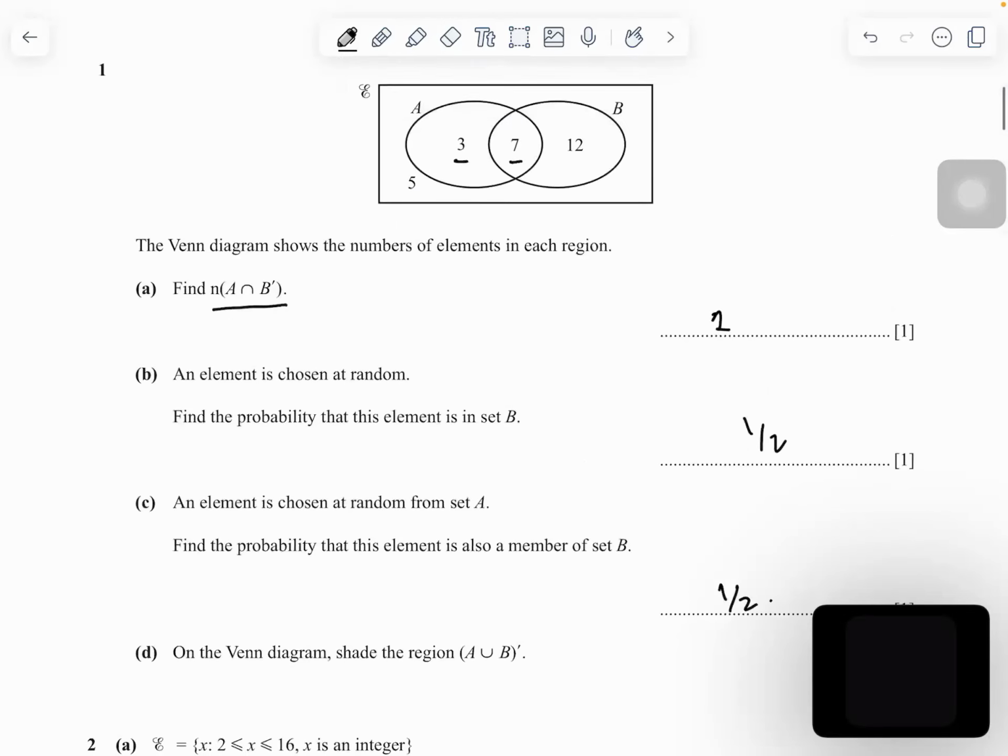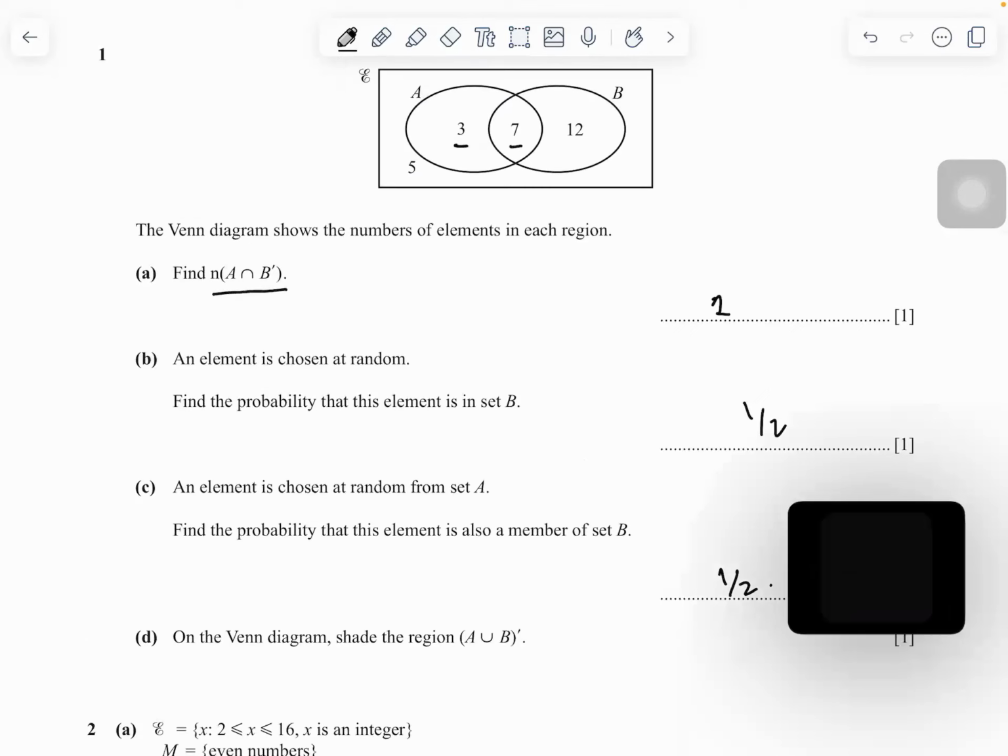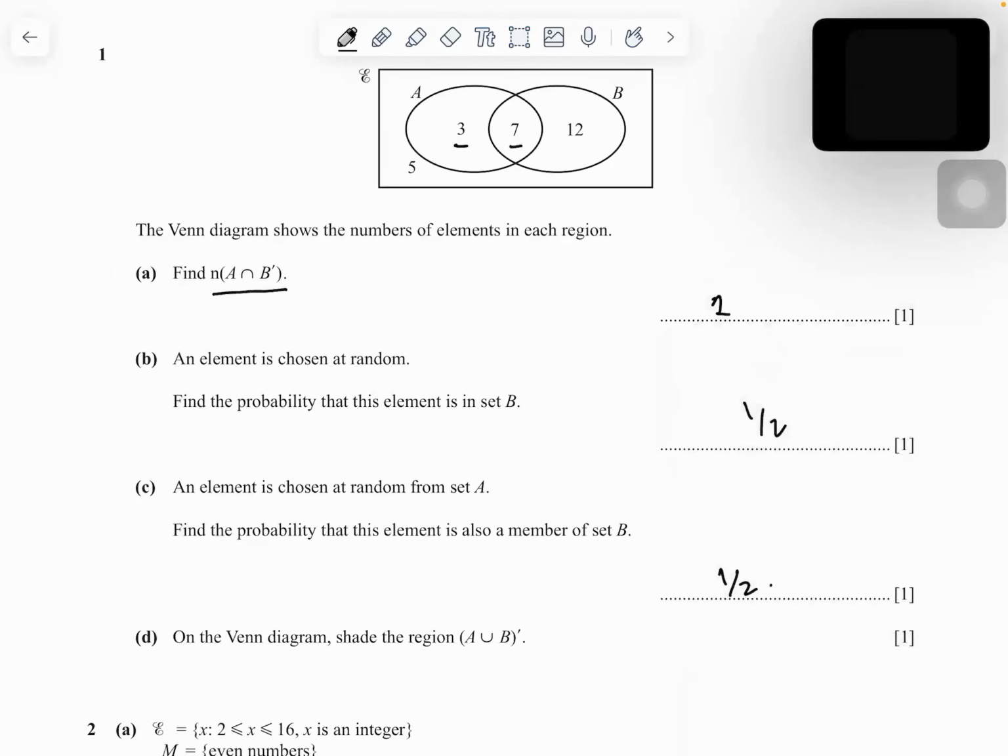How am I supposed to shade this? How should I say shade this? You have to tell me that. So I'll shade it for you. You tell me what region it is going to be.